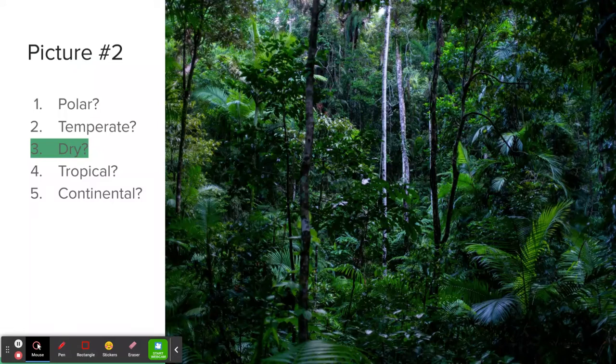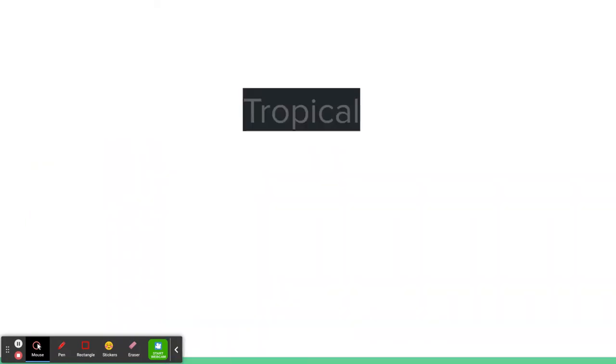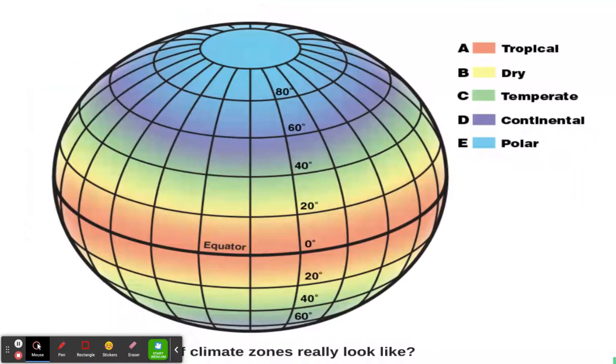That was picture one. Now picture two, we've already used dry, so we know that can't be it. This is a rainforest type area, okay? What do we think this one would be? They get a lot of rain, it's very lush and green, and it's very hot all the time. This would be tropical. So again, our tropical is going to be right there on the equator in red. It is as close as possible to the sun year round. So it's always very, very hot and very, very wet.